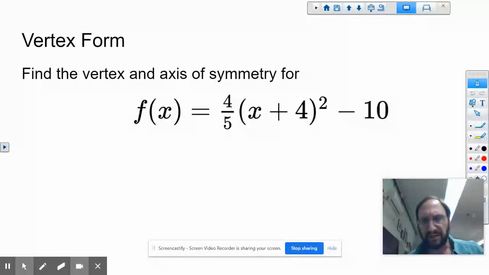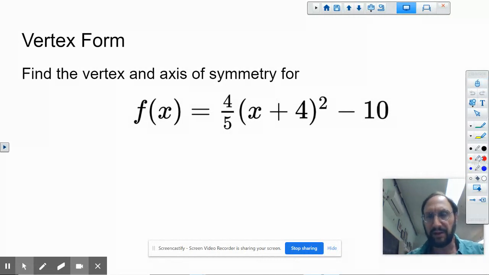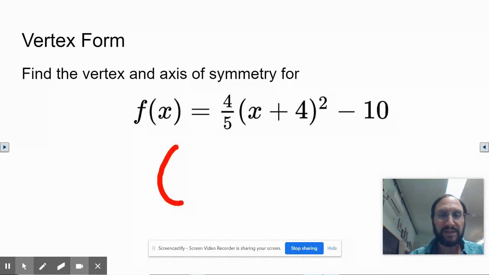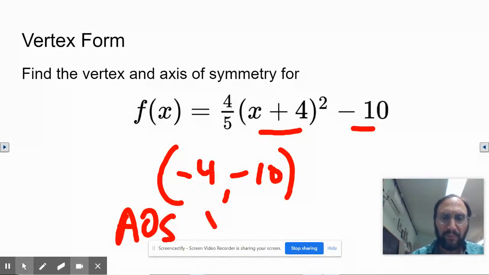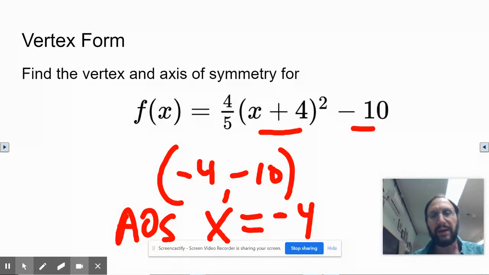So for instance, here's another example along this form. Find the vertex for this particular problem and the axis of symmetry. The vertex is (-4, -10), because that's the shift that's going on. The axis of symmetry is always written as an equation. In this case, x equals -4. Don't just write -4. Don't write y equals -4.